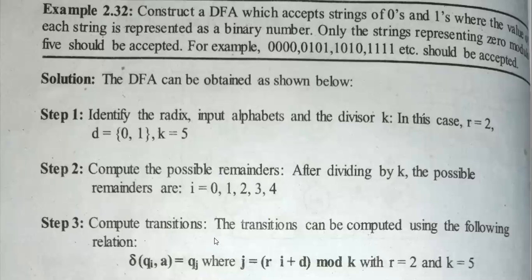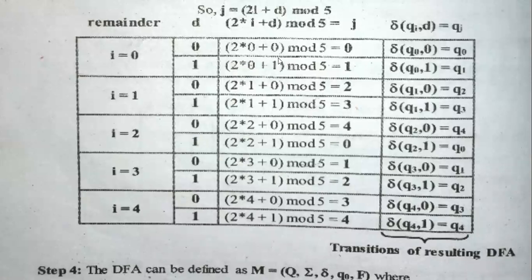Compute the transition. The transition can be computed using the following relation: delta of qi comma a will be equal to qj, where j is equal to (r into i plus d) mod k, with r equal to 2 and k equal to 5. Now we'll see how we can utilize this formula. Remember, the radix r is fixed, it won't change, and the k value is also not changing. The k value and r value will be fixed.